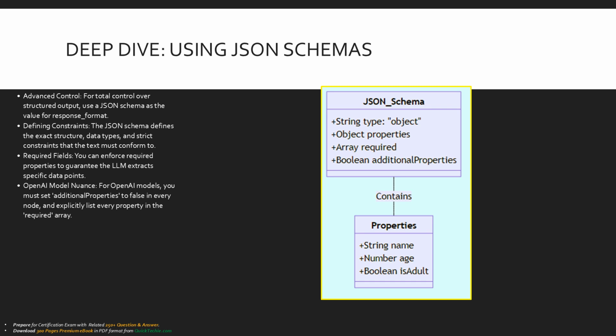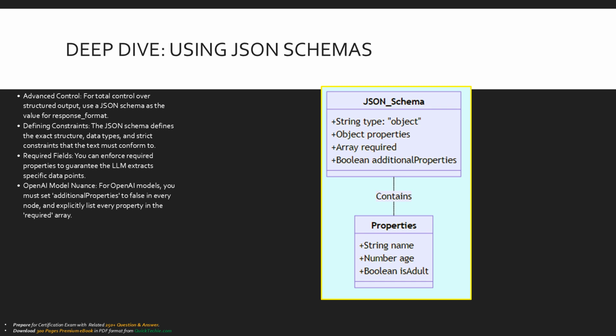As a senior architect, you must also be aware of model-specific nuances. For instance, if you are using OpenAI models, the additional properties field must be set to false in every node of the schema, and the required field must contain the names of every single property in the schema.